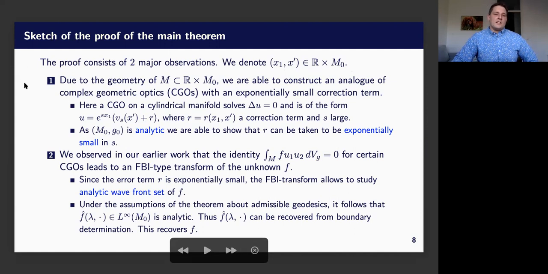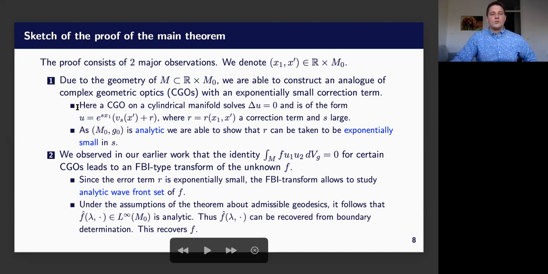And now the point 1 is that because we have this cylindrical geometry, so that topologically it's R times M0 or a subset of that, we are able to construct an analog of complex geometric optics solutions, CGOs, and we actually can do them so that the correction term is exponentially small in a precise sense, which I will explain.